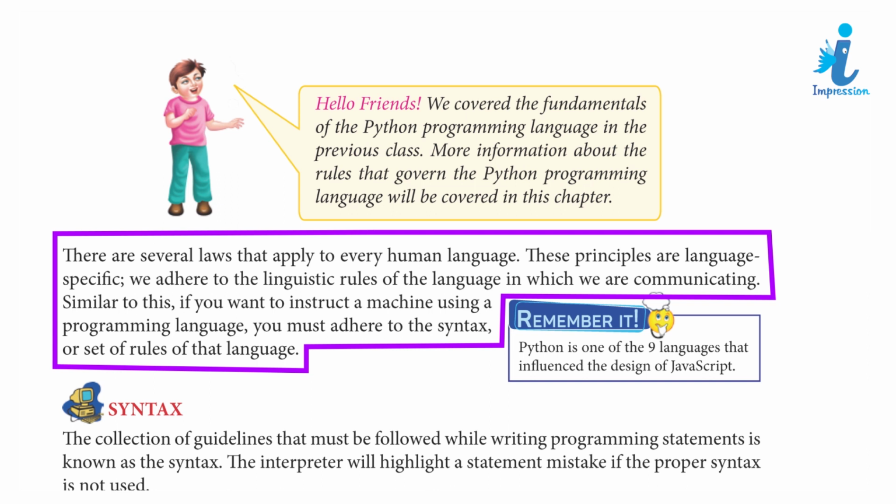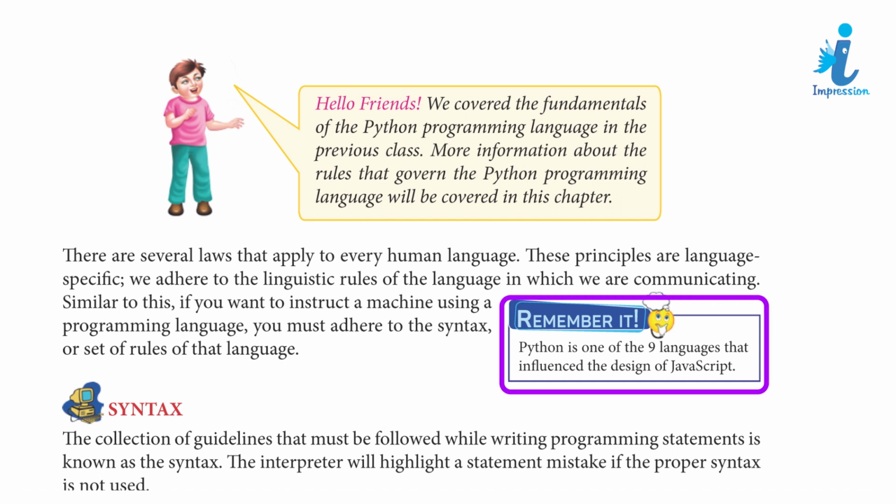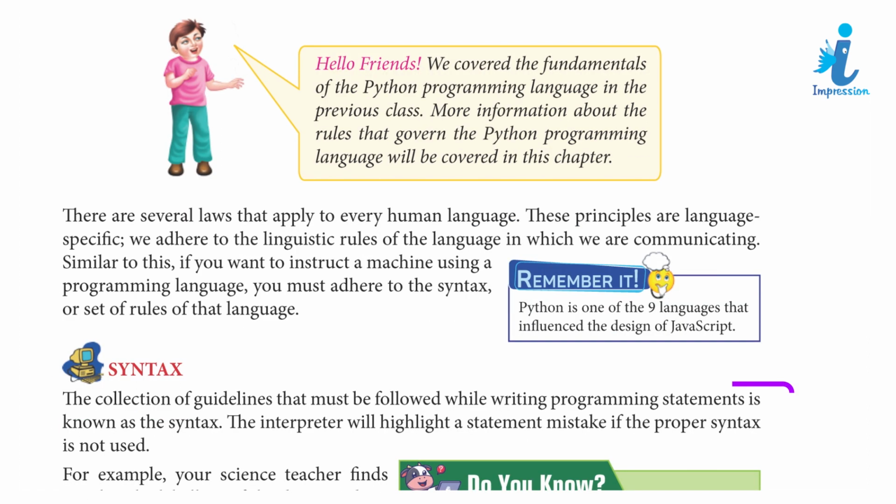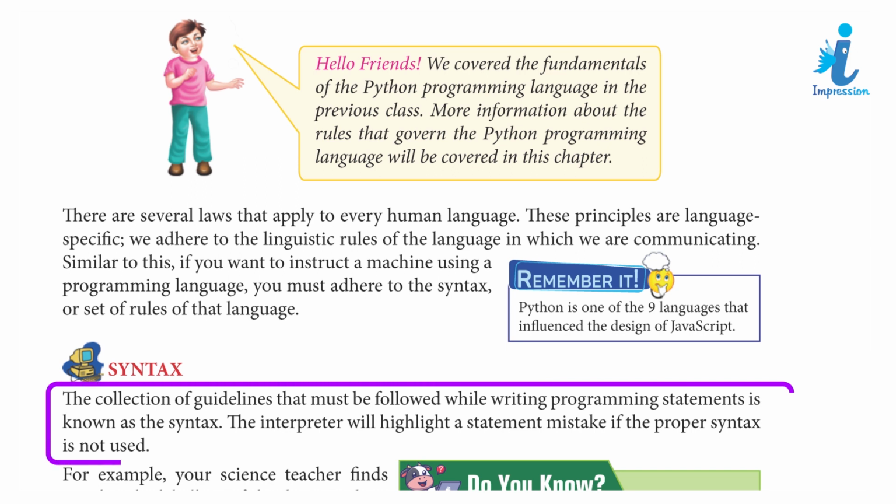Similarly, if you want to instruct a machine using a programming language, you must adhere to the syntax, or set of rules, of that language. Remember it. Python is one of the 9 languages that influenced the design of JavaScript. Syntax. The collection of guidelines that must be followed while writing programming statements is known as the syntax.